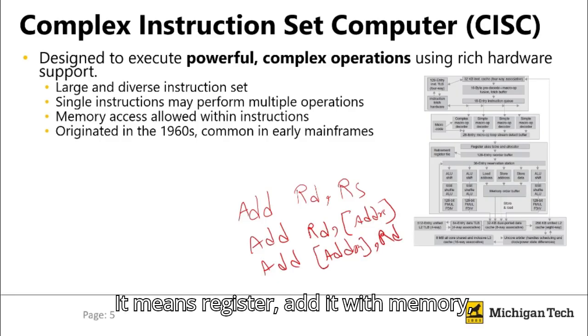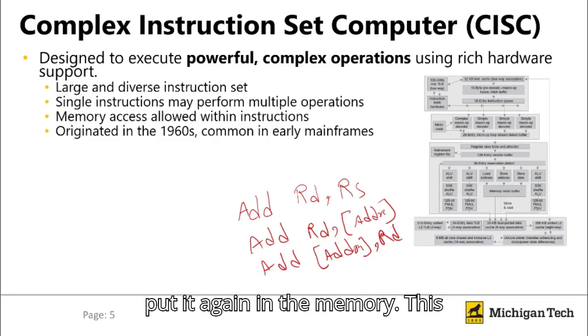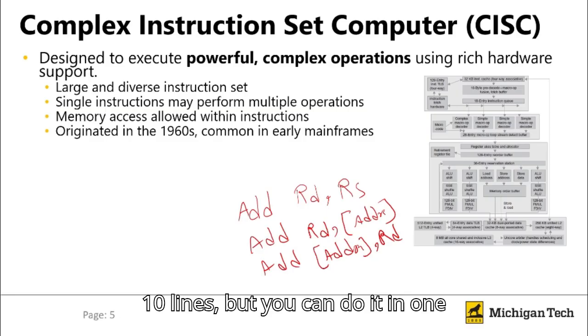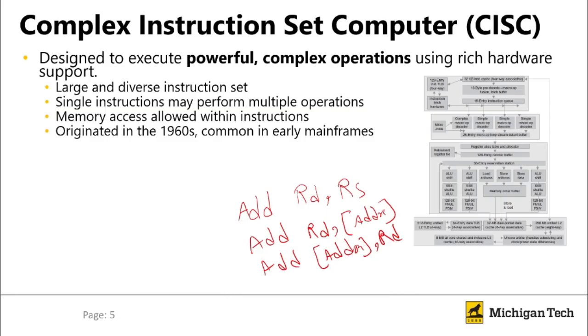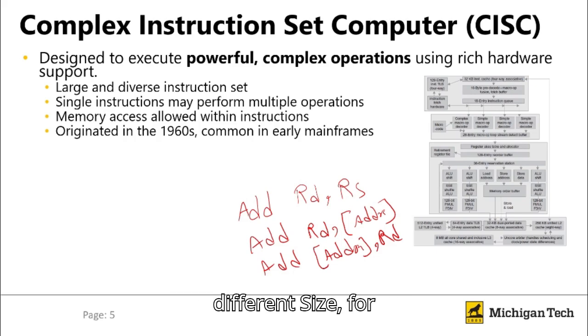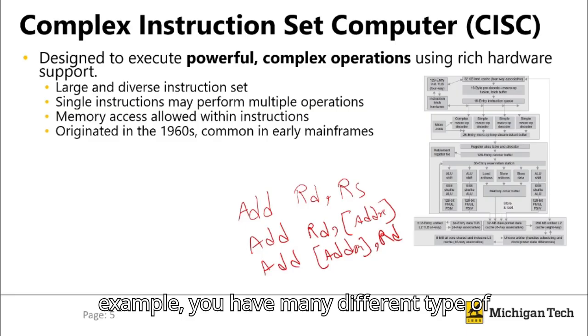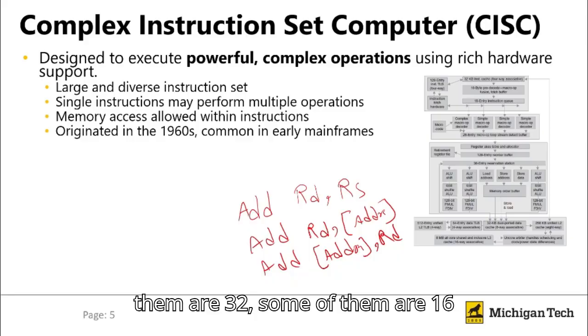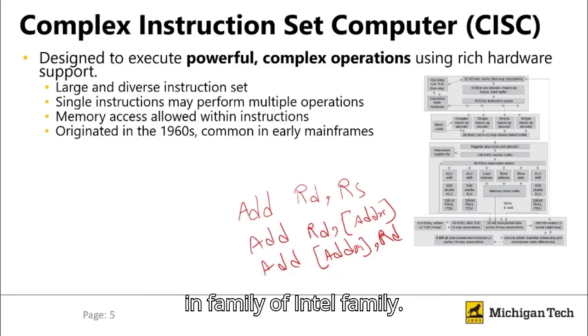It means register, add it with memory, put it again in the memory. This instruction probably in RISC is like 10 lines, but you can do it in 1 line, you know. And it's not just that. In CISC, for example, you can have different sizes. For example, you have many different types of registers. Some of them are 64, some of them are 32, some of them are 16 in the Intel family.